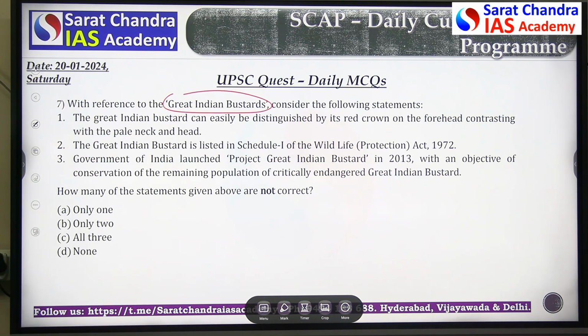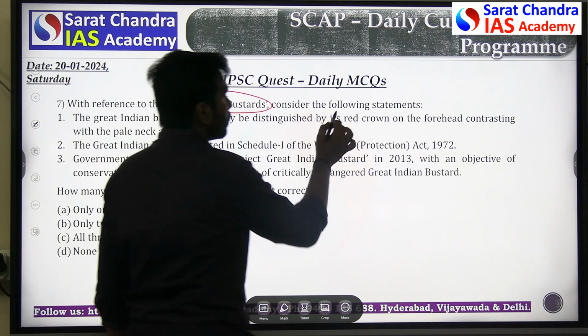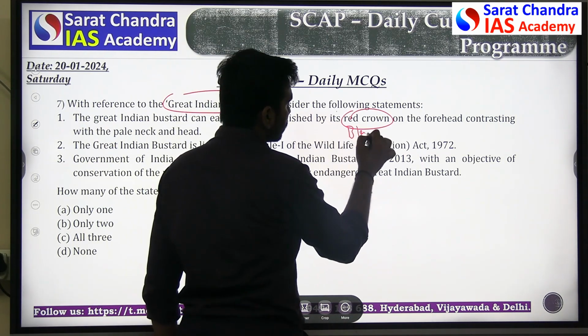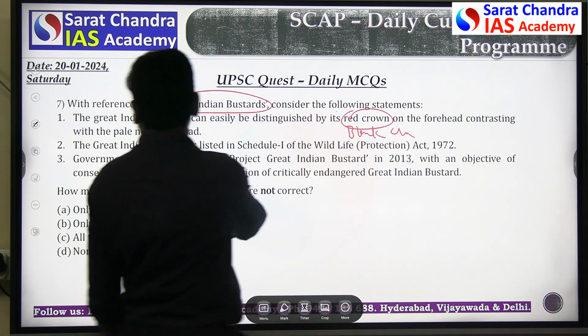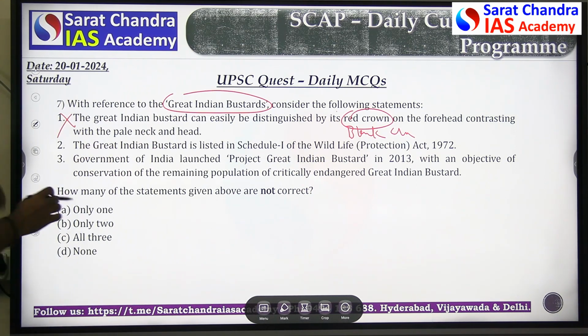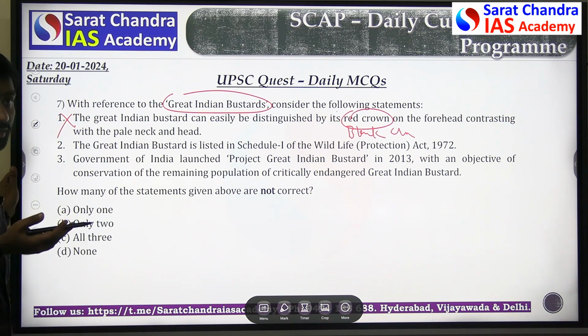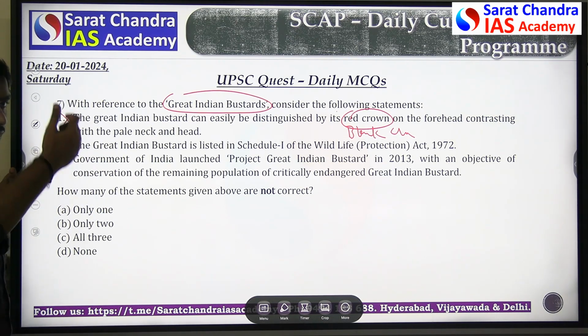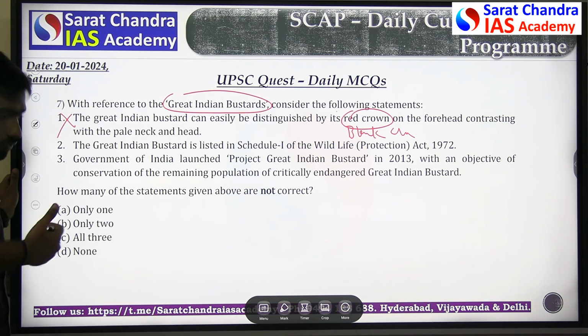The Great Indian Bustard can easily be distinguished by its red crown. No, it is distinguished by its black crown. So the first statement is wrong. Great Indian Bustard is listed in Schedule 1 of the Wildlife Act 1972. Yes, we know that under the Wildlife Act 1972, there are Schedule 1, Schedule 2, Schedule 3, Schedule 4 and Schedule 5.